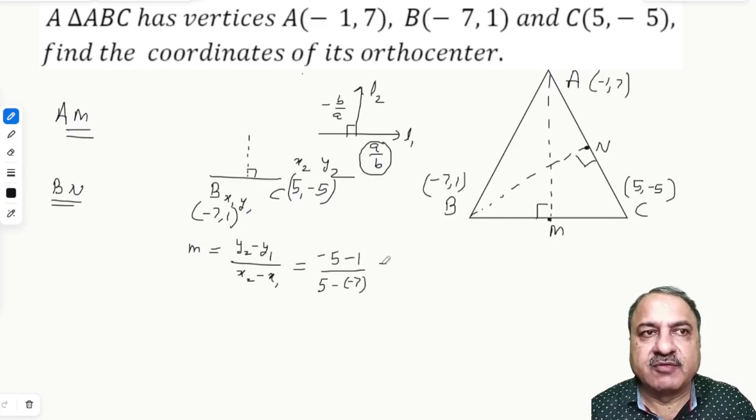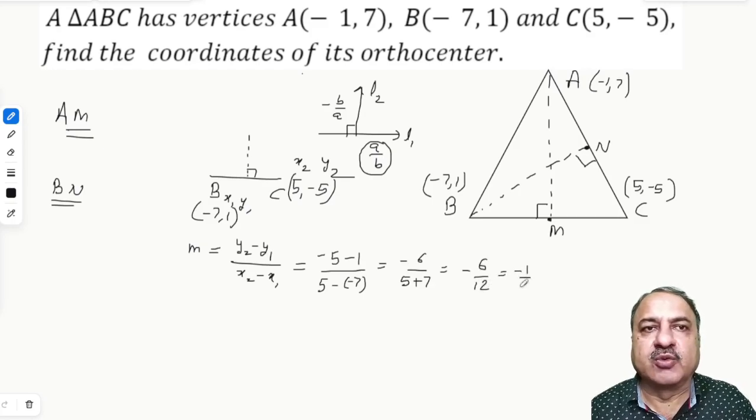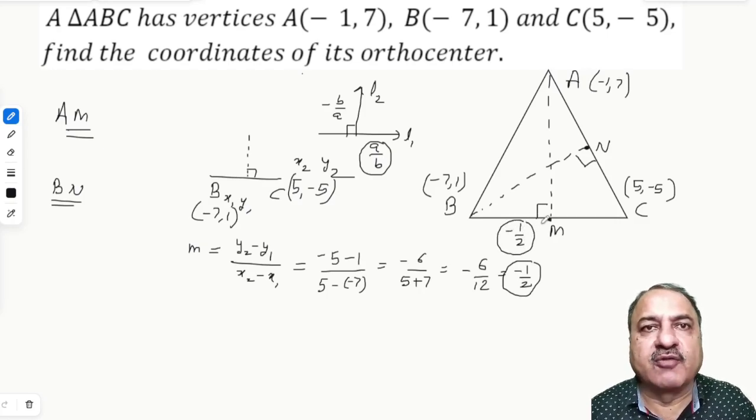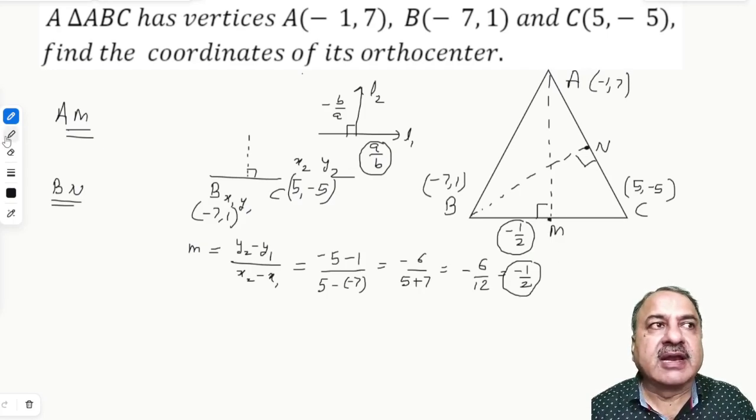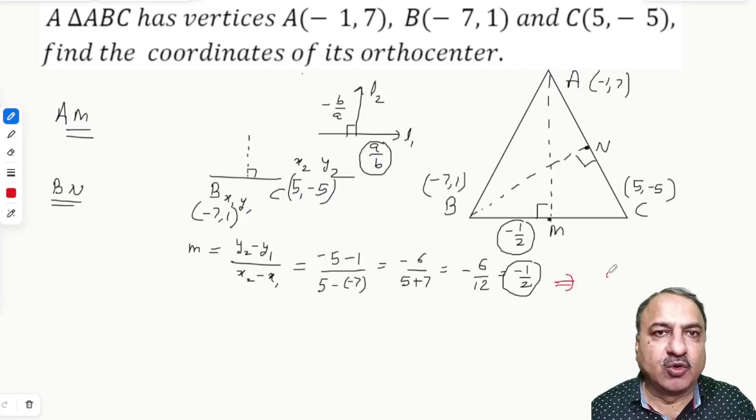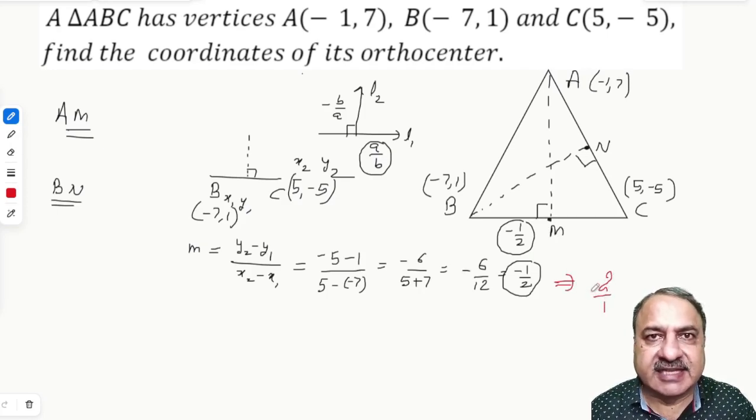-5 minus 1, we will get -6. 5 minus -7 becomes 5 plus 7. So we are getting -6 over 12. We can reduce it and we will get -1 over 2. This -1 over 2 is the slope of BC. Now we have to find the slope of AM. We will write its reciprocal and change the sign. Its reciprocal is 2 by 1 and we will change the sign, so it will become plus. So we are getting +2. +2 is the slope of AM.